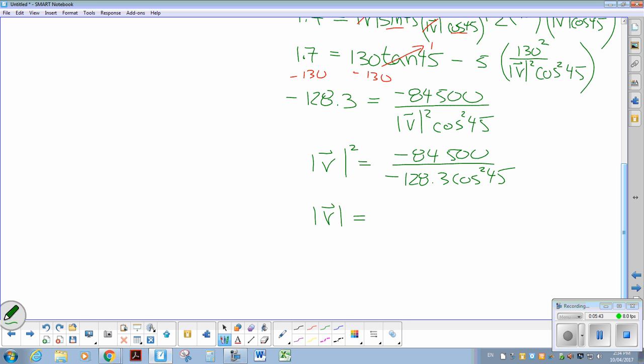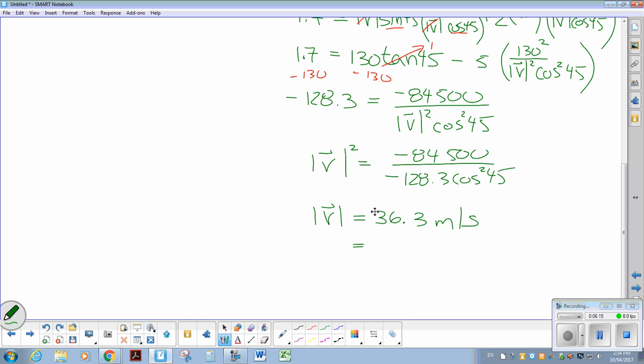Now I'm just going to calculate this all in one step, saving me from putting it into the calculator separately. So 84,500 divided by the 128.3 times, and just be careful when you're entering cos 45 squared, and take the square root of my answer. And when I plug that in, I get 36.3 meters per second.